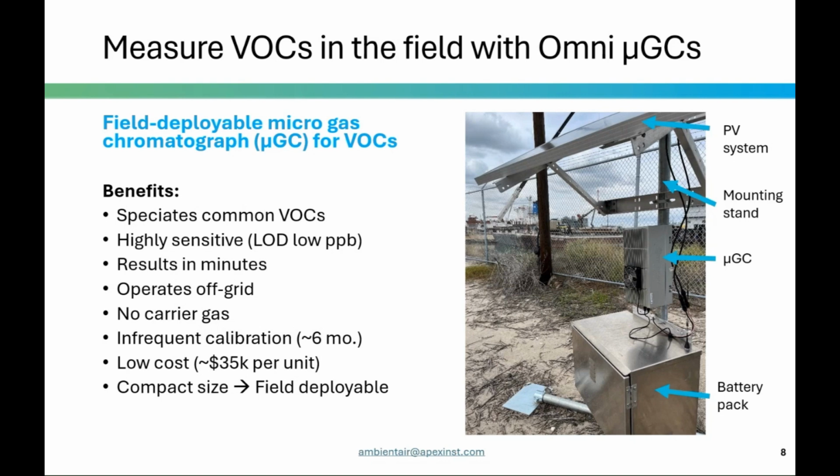We are using capacitive detectors in this GC, which do not experience much signal drift, as opposed to photoionization detectors, or PIDs, which often have to be calibrated once or twice a week. The unit is low cost. It costs about $35,000. And because of the no carrier gas and the infrequent calibration, this helps keep operational costs down as well. And the compact size, it weighs about 16 pounds. It's a little larger than a shoebox, which allows it to be very easily deployed and moved around to different sites.